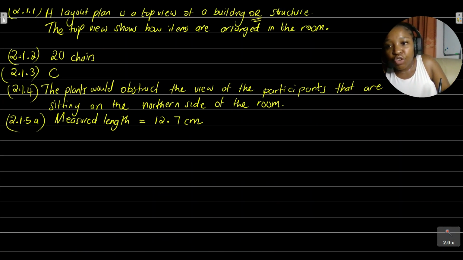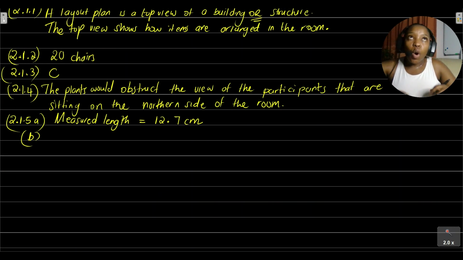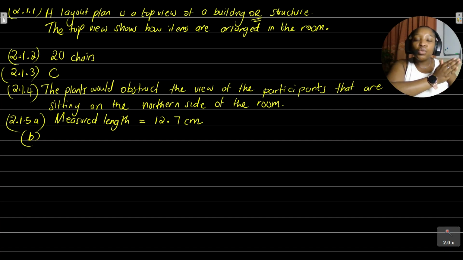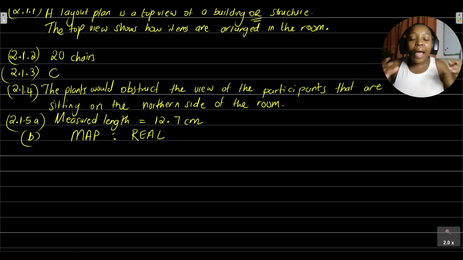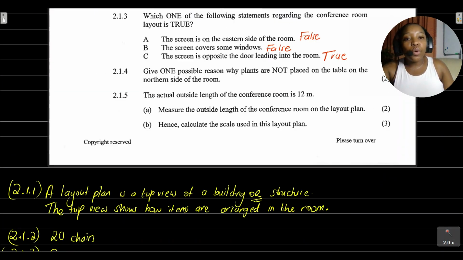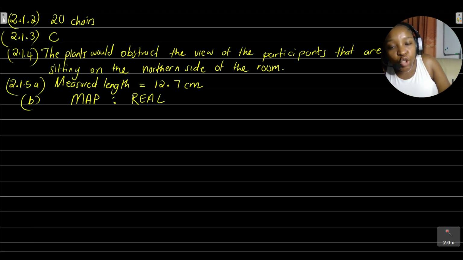Now here you need to remember, with a number scale, or when you're working with a scale, the scale tells us that the distance on the map is to distance in real life. So now we're going to take the dimension that was given to us there of 12 meters. That 12 meters was the real length of the conference room.